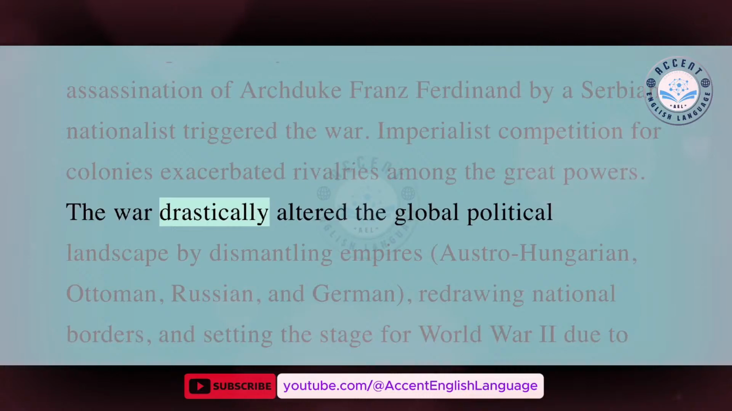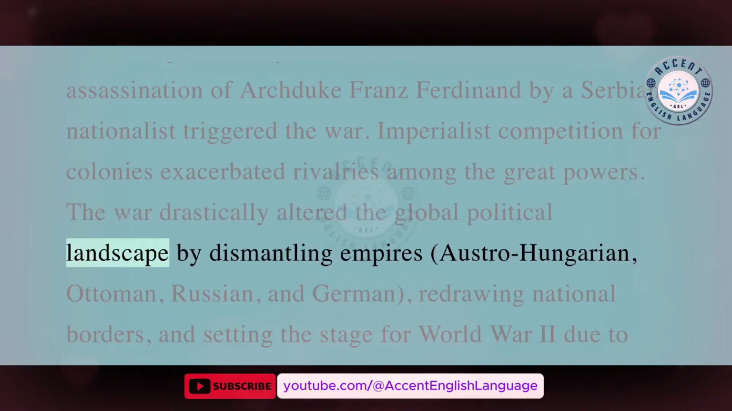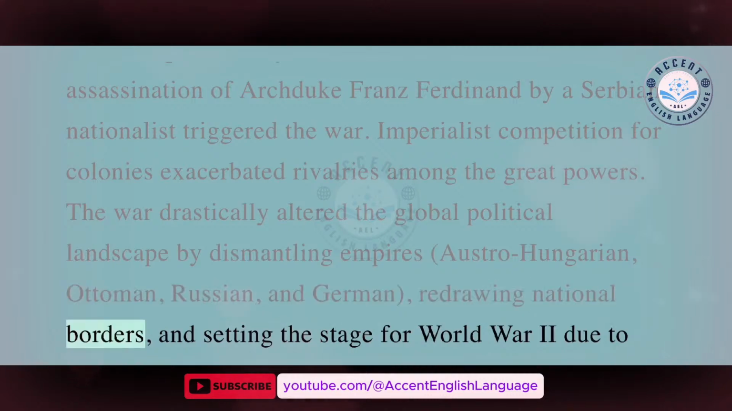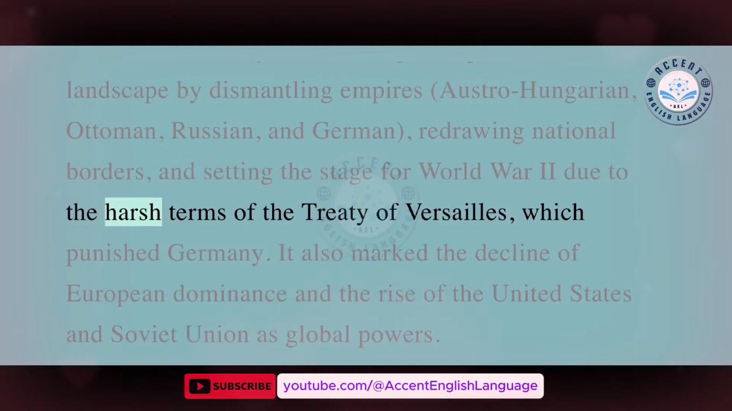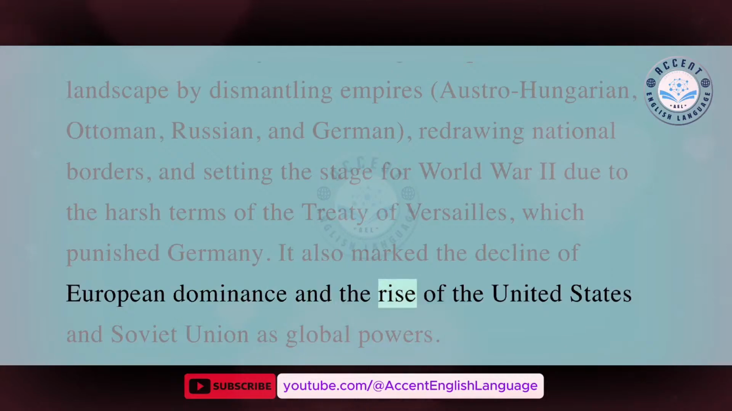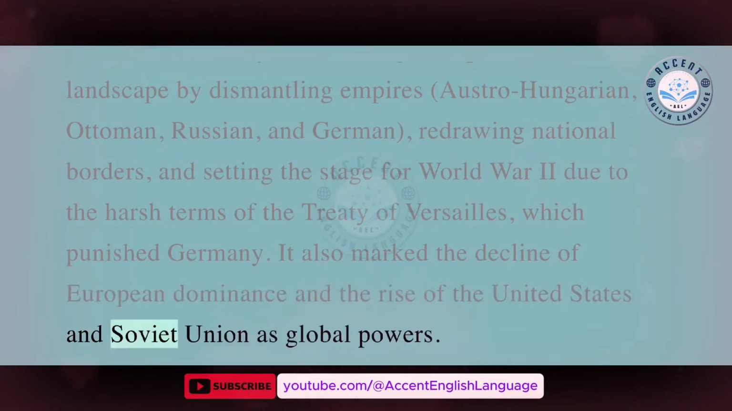The war drastically altered the global political landscape by dismantling empires, Austro-Hungarian, Ottoman, Russian, and German, redrawing national borders, and setting the stage for World War II due to the harsh terms of the Treaty of Versailles, which punished Germany. It also marked the decline of European dominance and the rise of the United States and Soviet Union as global powers.